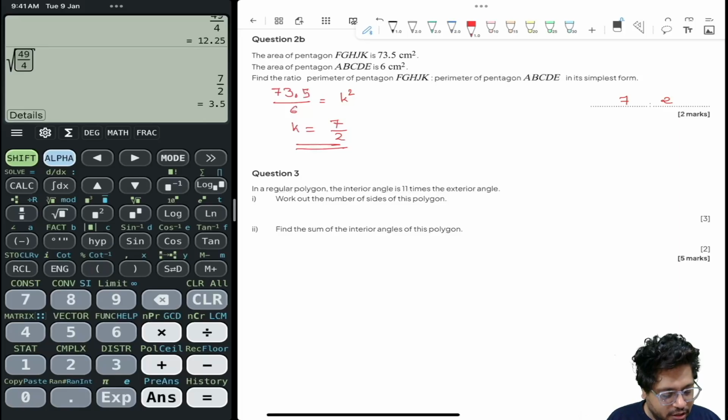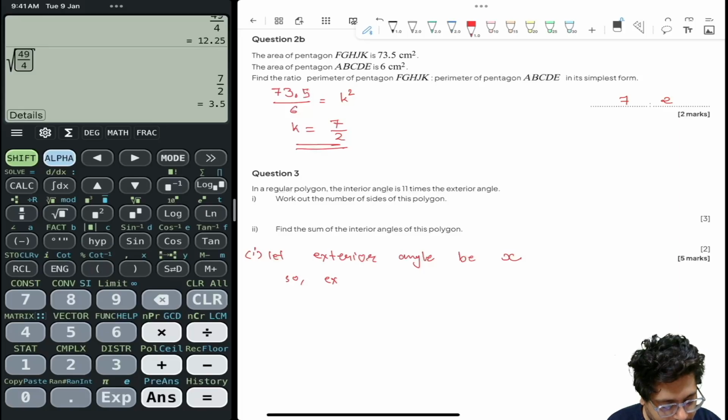Right. Regular polygon, third question: the interior angle is 11 times the exterior angle. Now in any polygon, the interior angle and exterior angle are always a linear pair. So let the exterior angle be x. So interior is 11 times the exterior.